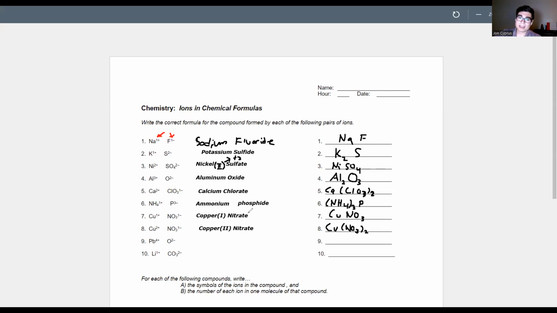Number 9, we have lead. Pb is lead. So lead 4, and we have oxygen, which is oxide. So we end up getting Pb, and this is O2. 1 lead is a +4, oxygen is a 2 minus, so multiply it by 2.